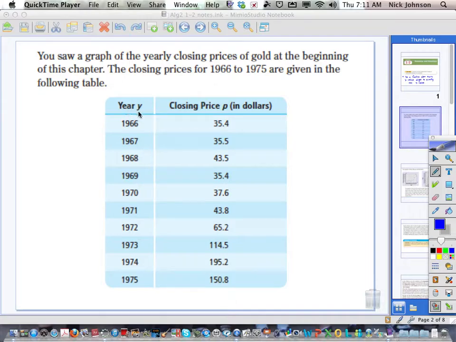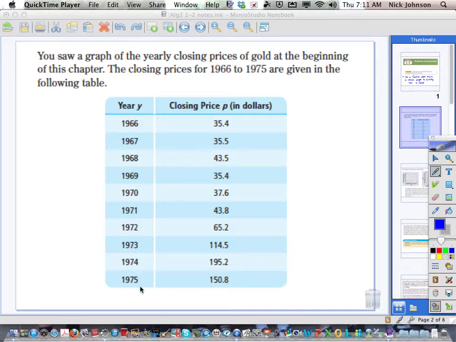So they call this year Y. My closing price is P in dollars, so $35.40, $35.50, sorry. 1971, $43.80, okay? As you can see, the price of gold went up all the way until 1974 to where gold went back down again, okay? Now, this is a relation, okay?